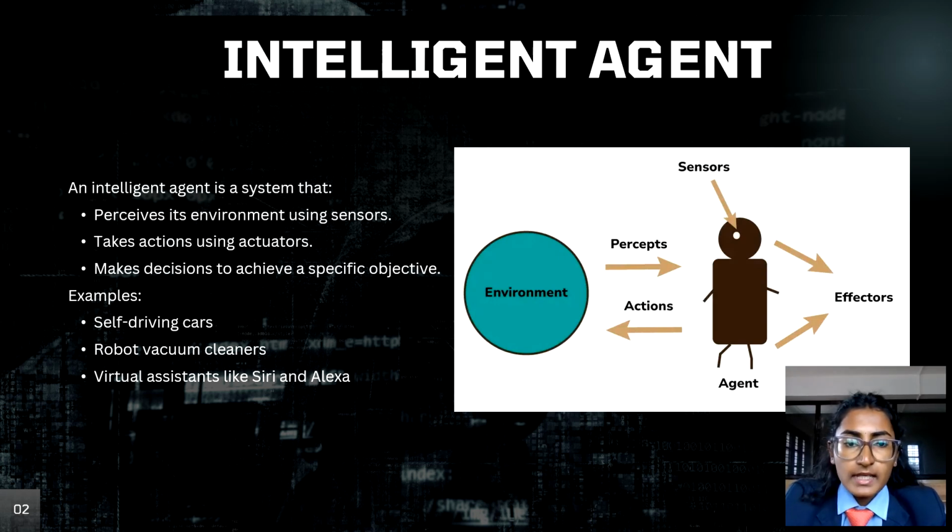This means the agent does not act randomly. It analyzes the information it receives and chooses the best actions to perform its assigned goal. Some common examples are self-driving cars, robot vacuum cleaners, and virtual assistants like Siri or Alexa.